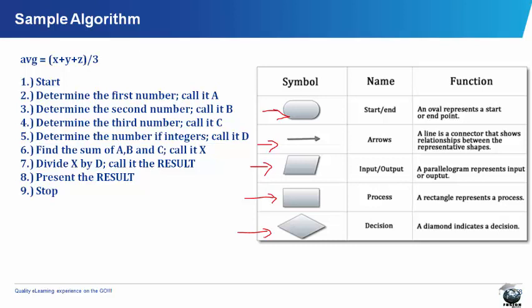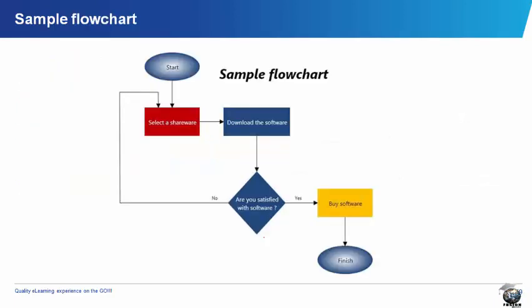For example, supposing we say AVG is equals to 1 plus 2 plus 3, all divided by 3. Yes, we can say the answer is 6. But how do we get to 6? That is the algorithm behind it. This is now a standard flowchart.